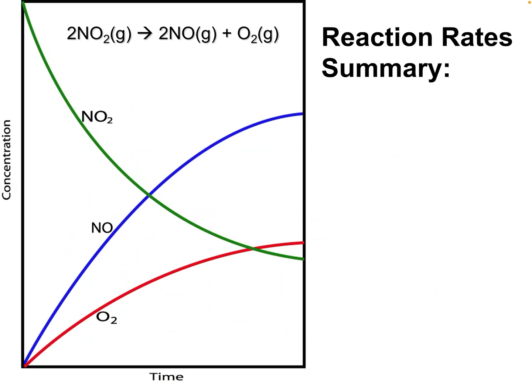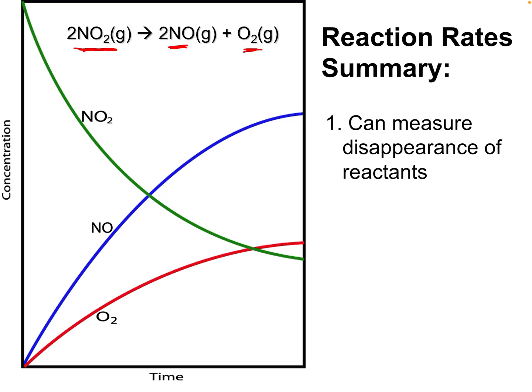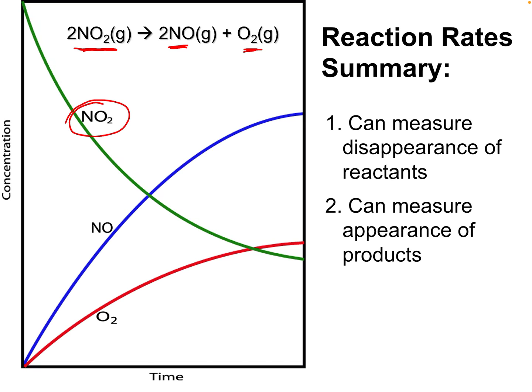Okay, summary of what we've talked about today. Here we have our reaction, and when we look at this, nitrogen dioxide is producing nitrogen monoxide and oxygen gas. If we look, the green line that represents nitrogen dioxide is decreasing over time because it is a reactant. Nitrogen monoxide and oxygen gas are both increasing over time because they are products. So we can measure the disappearance of the reactants. We can also measure the appearance of the products.